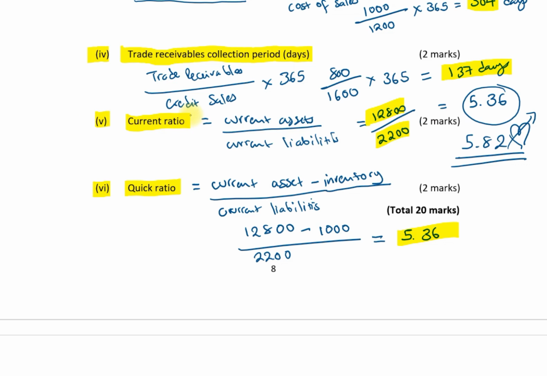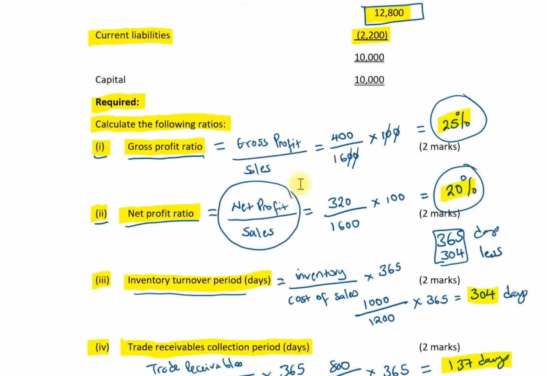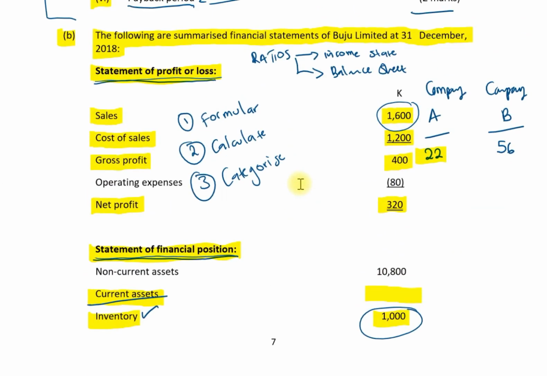Okay, so we are done with ratios, and you get your 20 marks. Remember, when examiners ask you questions on ratios, they may ask you for the formula, and I have shown you the formulas. They may ask you to calculate, or under a multiple choice question, they may ask you to categorize.